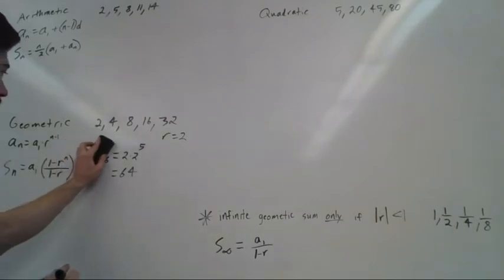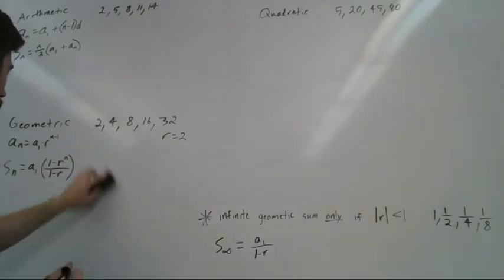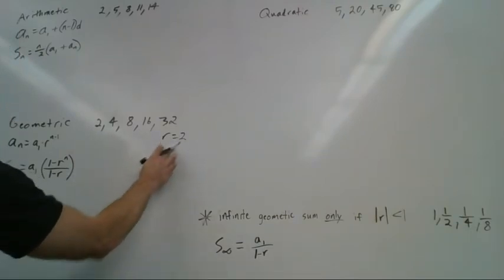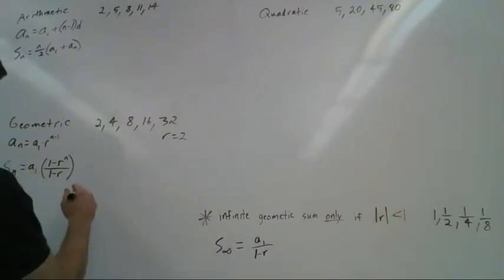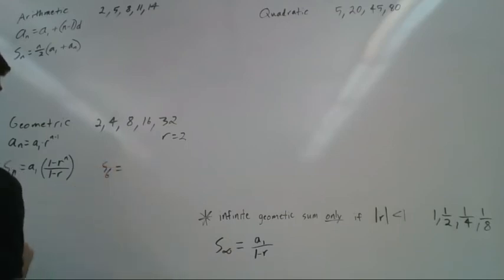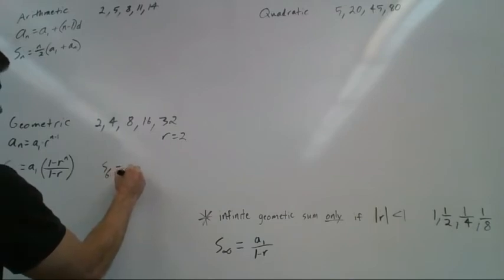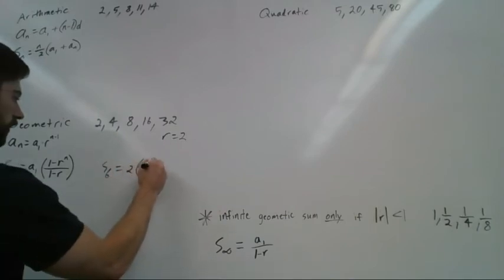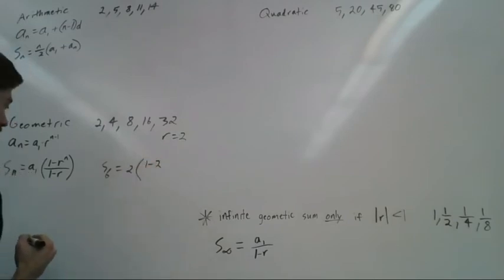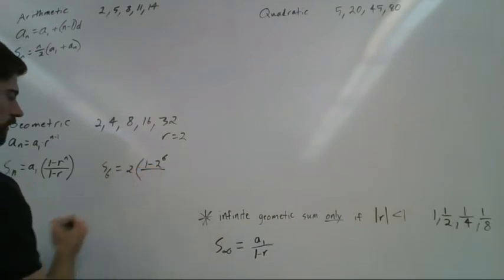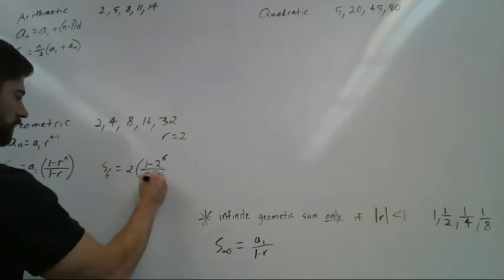So we're going to erase this. And our common ratio obviously stays the same. So if we're trying to find the summation of the first 6 terms, that's going to equal the first term multiplied by 1 minus r, which we found to be 2, to the nth power, 6, right? 6 there and 6 here. And then 1 minus r.